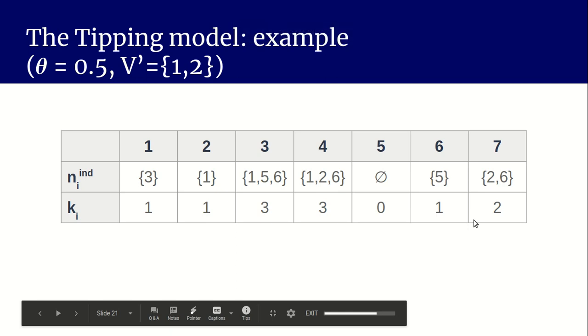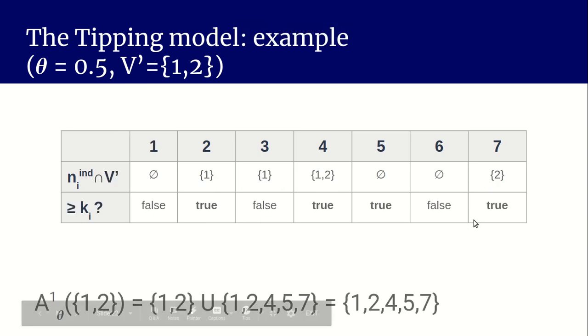Alright, now we grab this table and we show the activation function condition. The first row of the table shows the intersection between the currently active nodes and the incoming nodes for each vertex. The second row tells us if the size of the intersection is greater than or equal to the portion of neighbors K sub I needed for a node to become active. Therefore, the activation for the first time step t equal 1 is the union of V prime and the set that corresponds to the nodes that have a true value in the second column.